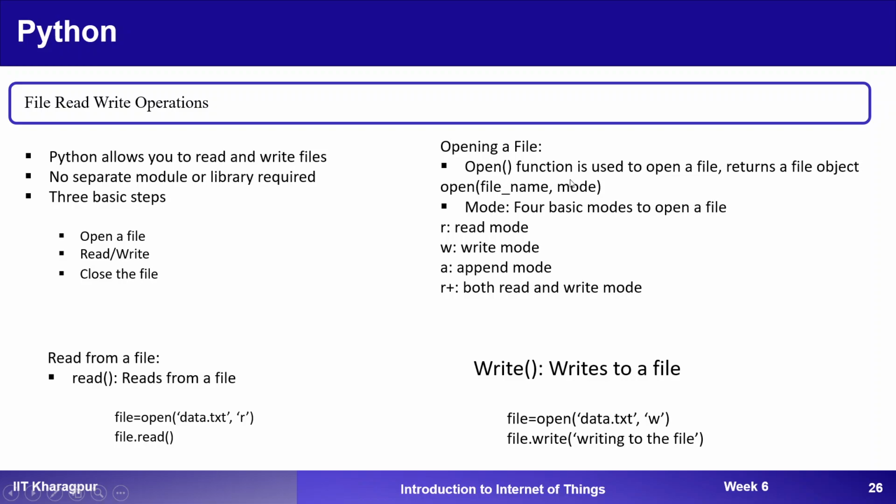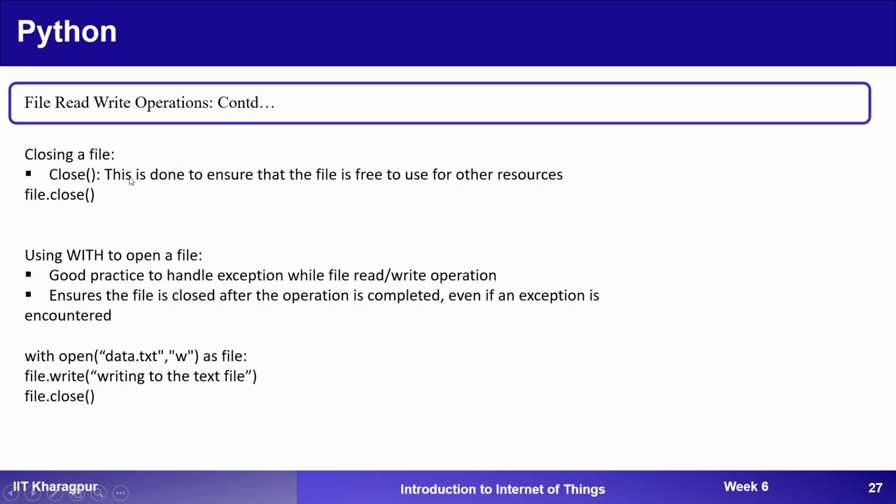Now in order to read your file, there is a function called read. You can use this function. In order to write, you can use the write function. And at last, as I have told, once your operation is done, you have to close your file. So in order to close your file, you have to use the function close. Now using with to open a file. In order to handle the exceptions in read write operations of files, with is used. So this is the syntax of using with to open your file.